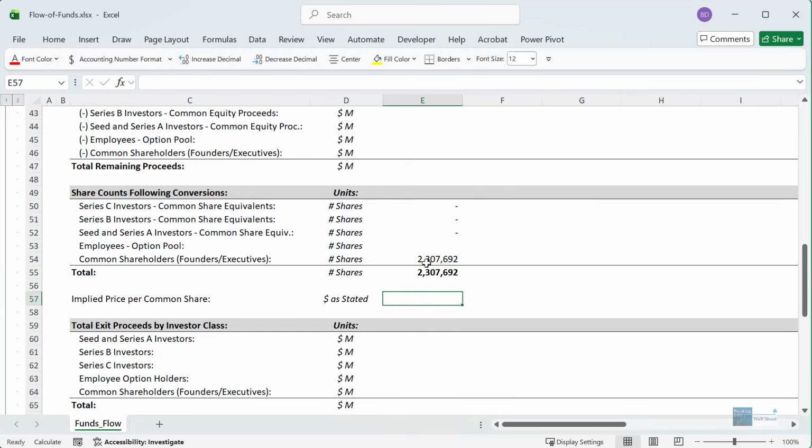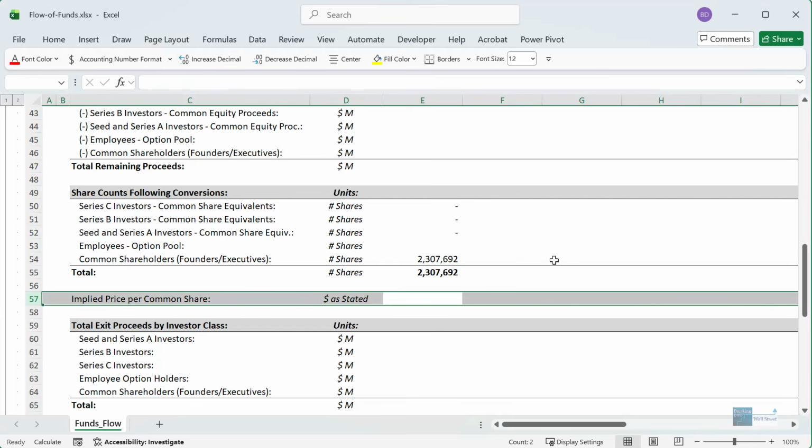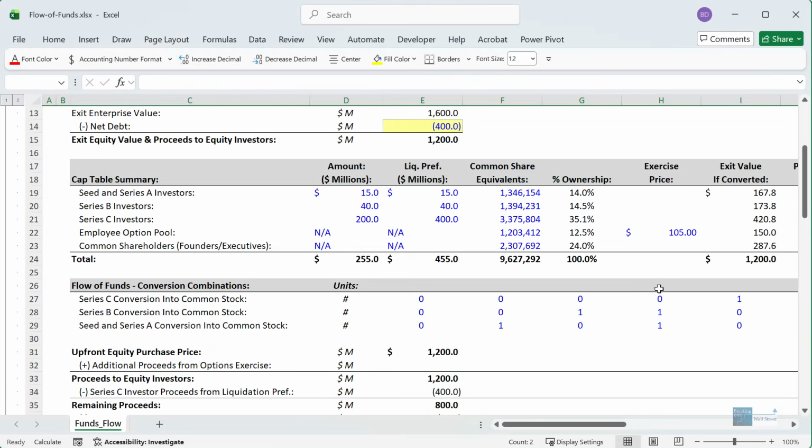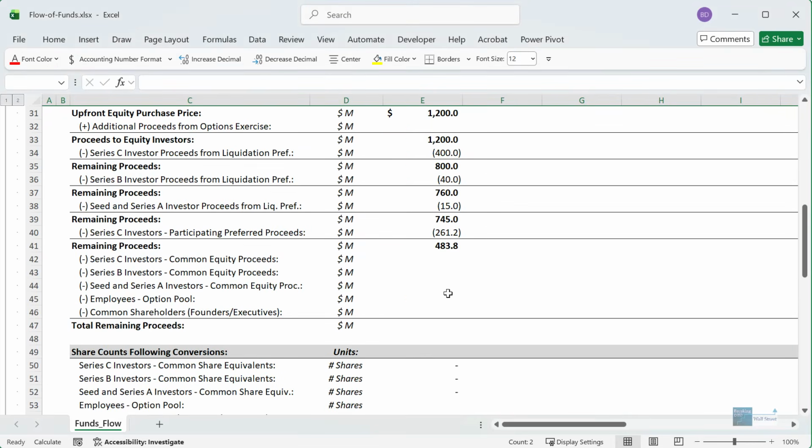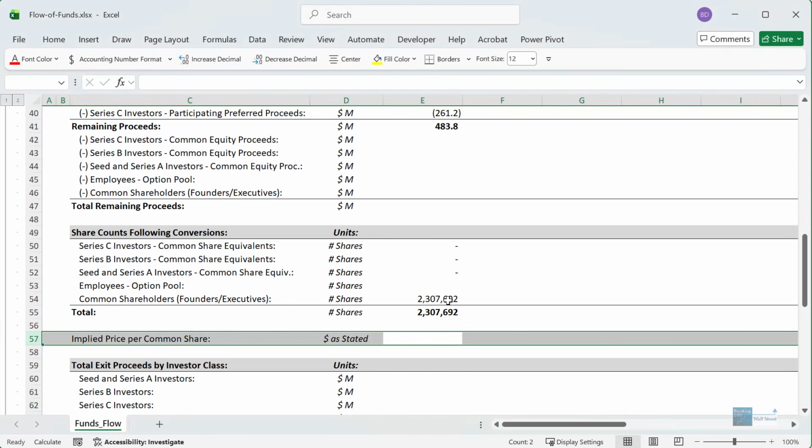We have that. Now we need the implied price per common share, so the company's share price in the exit, because we have to determine if the employees here actually exercise their options. So specifically, we have to look at this share price and see if it is higher than the exercise price. And if it is, they will exercise their options. And if not, they will not exercise their options and they'll have no equity in this exit.